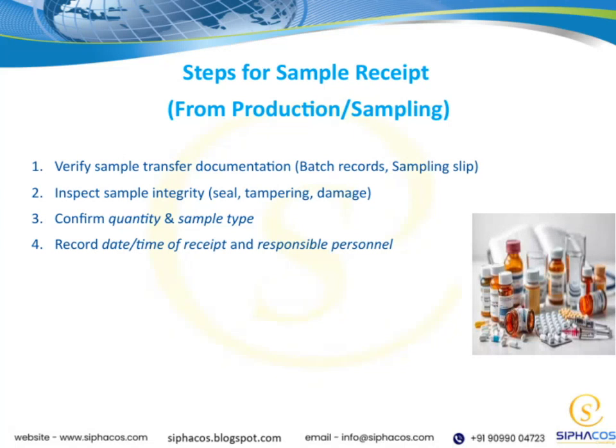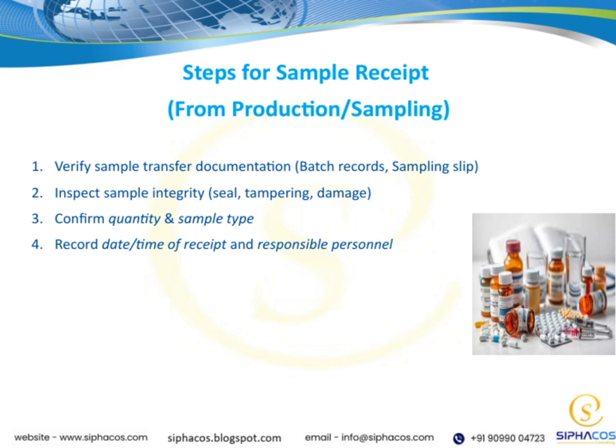Let's walk through the key steps for receiving a sample from production or sampling. First, it's crucial to verify the sample transfer documentation, such as batch records and the sampling slip. This helps ensure that the sample is properly documented and traceable.